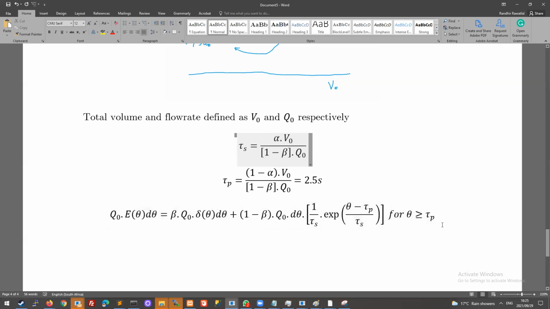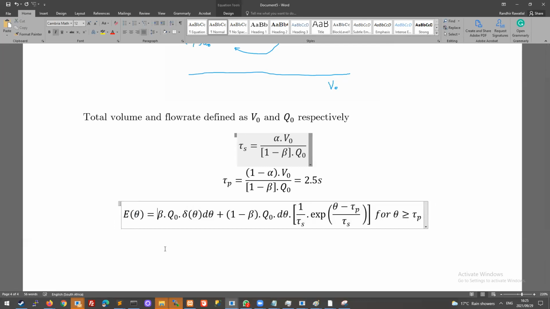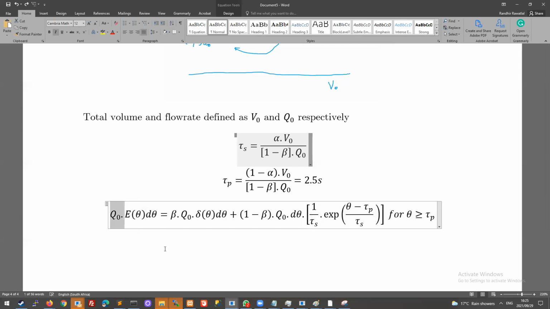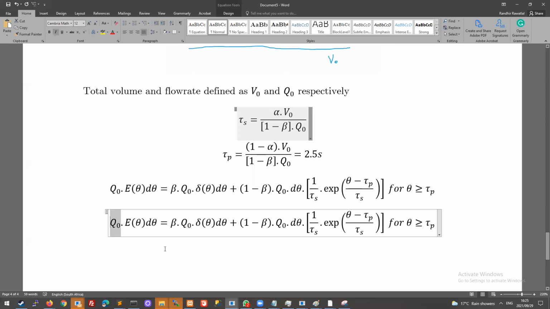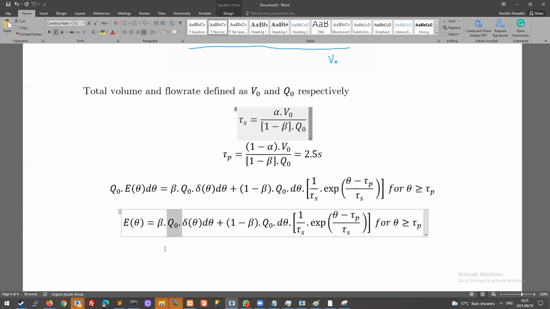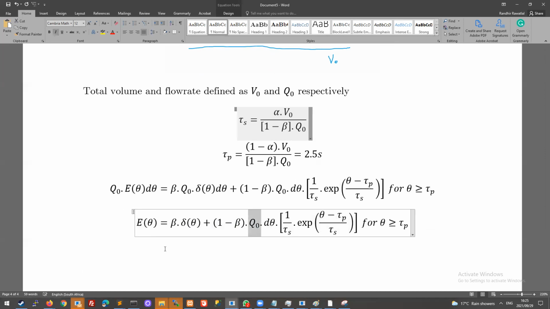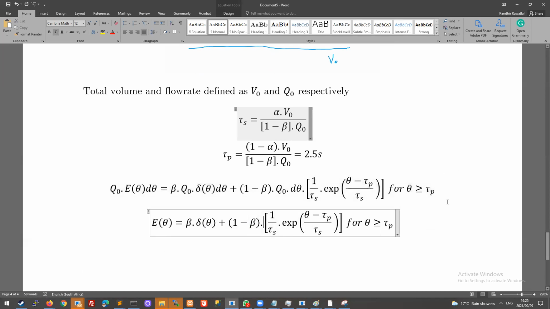Now, if you look at what happens at tau p, or first, let's do some cancellations. We can see that the Q naught and the d theta can be eliminated, can be cancelled everywhere. And in fact, let's complete this equation also. This is what you get for theta more than tau p.